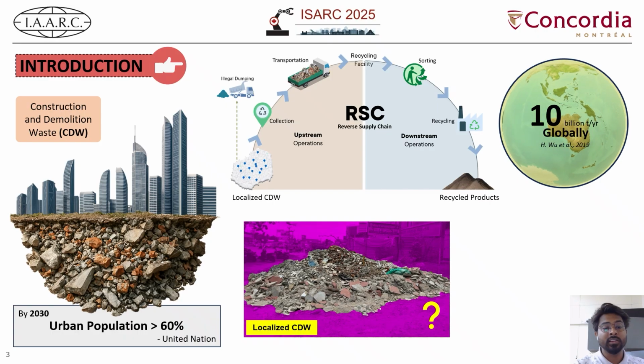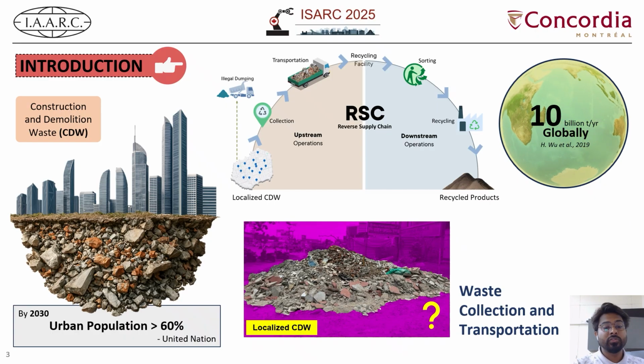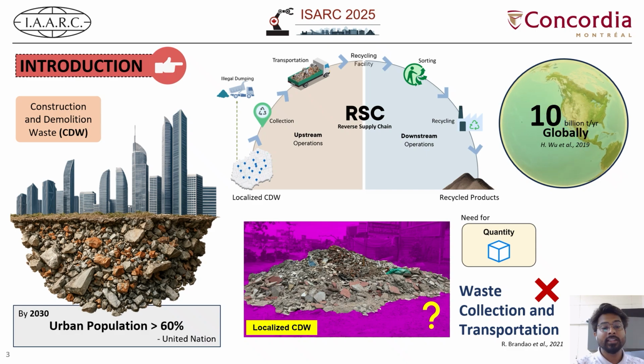However, the efficacy and the efficiency of this reverse supply chain rely heavily on the localized C&D waste quantification, as it contributes to the waste collection and transportation optimization, which is currently not optimized as we don't know how much quantity of waste is present around the cities. Thus, there is a need for the quantity estimation of the C&D waste to improve the reverse supply chain.